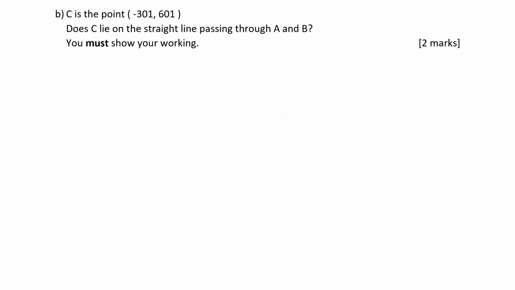Now we're told that C is the point minus 301, 601. Does C lie on the straight line passing through A and B? You must show your working. Now we've already found what the gradient of this line is, so probably the easiest way to tackle this question is to work out the full equation of the line and then sub those points in and see if it's true.